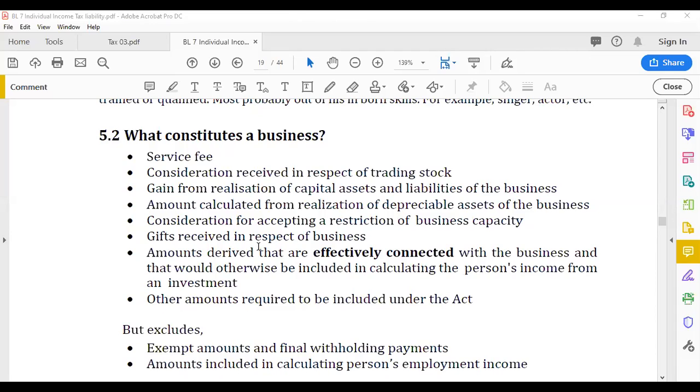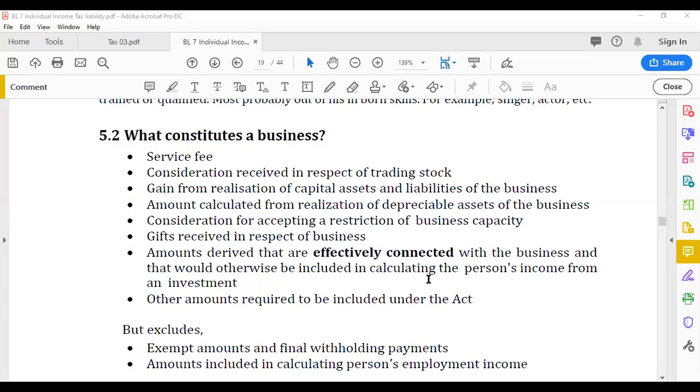Right. Service fee, consideration received in respect of trading stocks, right? You buy some items, inventories, and sell it. Say, for example, a retail shop: you purchase some inventories and you sell it back to other customers. So it's called trading of stock. Service fee means, say, a doctor is getting service fees, a barber shop, they're getting service fee. Lawyer, they're getting service fee.